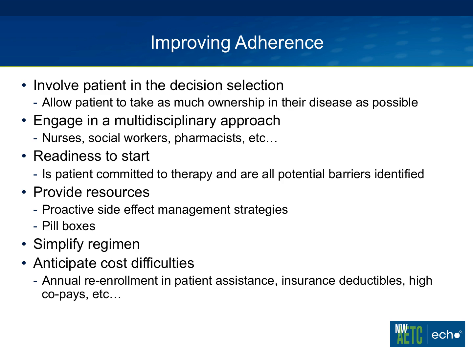Simplify the regimen, as we saw from the systematic review, the simpler the regimen, the higher the adherence rates. And lastly, anticipate cost difficulties the patient might face, such as insurance deductibles, high copays, et cetera.